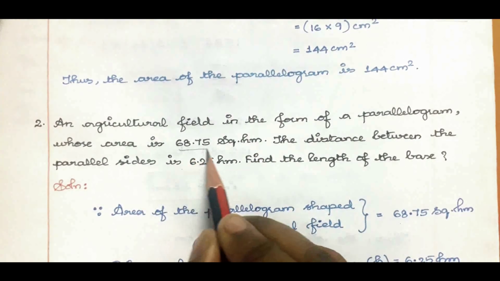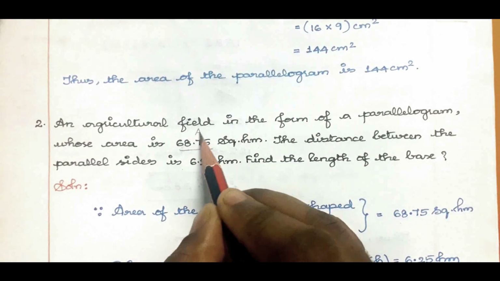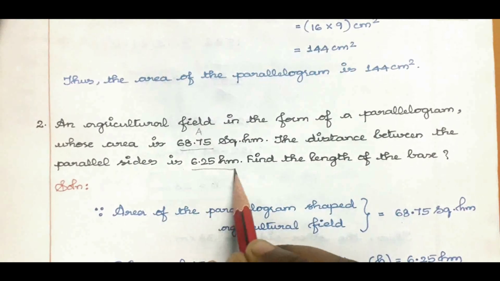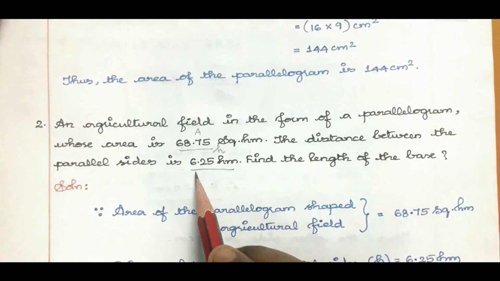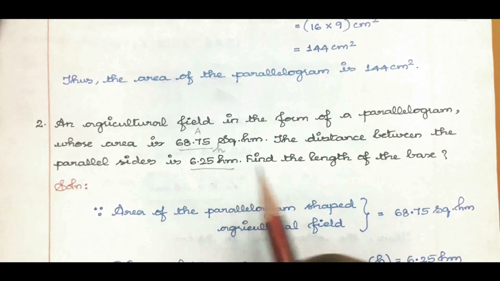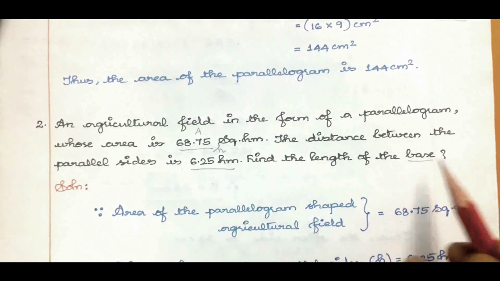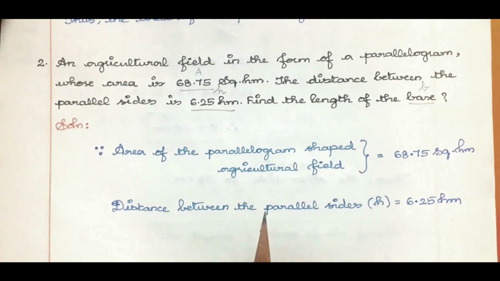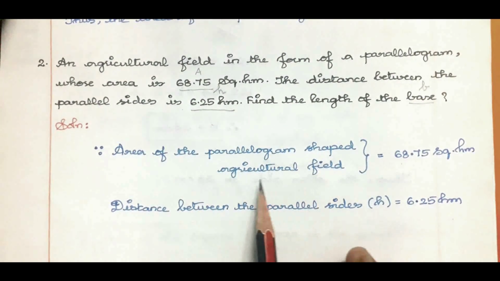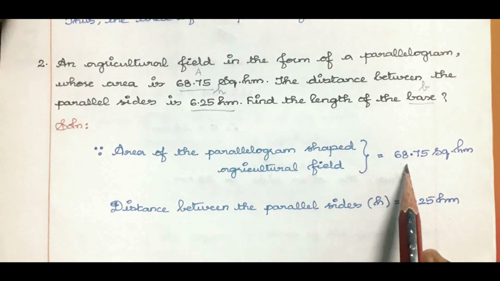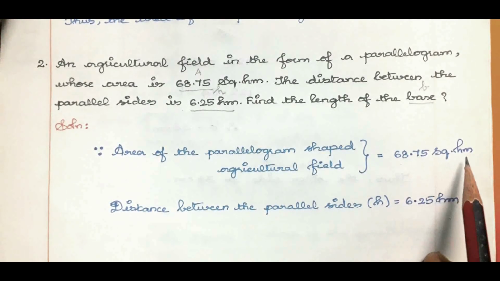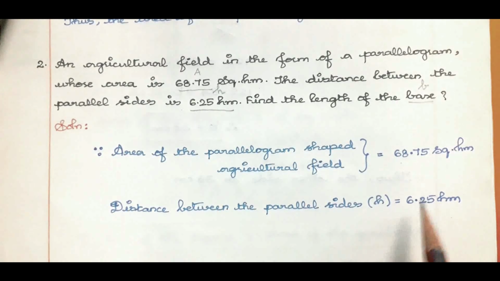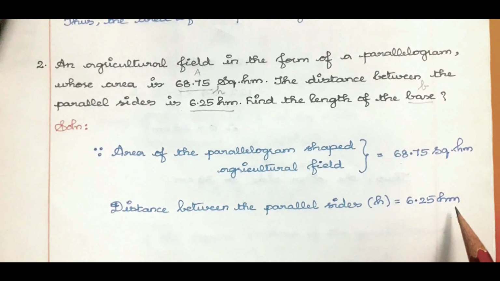So, 68.75 represents the area. The distance between the parallel sides, automatically we know that it is height, which is nothing but 6.25 hectameter. Now, they are asking us to find the base, which is nothing but B. Clear? Solution. Area of the parallelogram shaped agriculture field is equal to 68.75 square hectameter. Distance between the parallel sides, that is H, is equal to 6.25 hectameter.